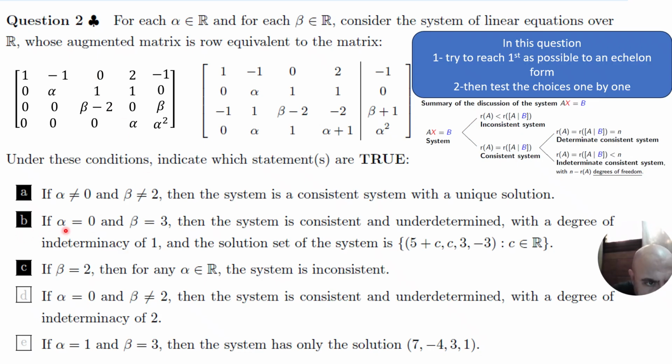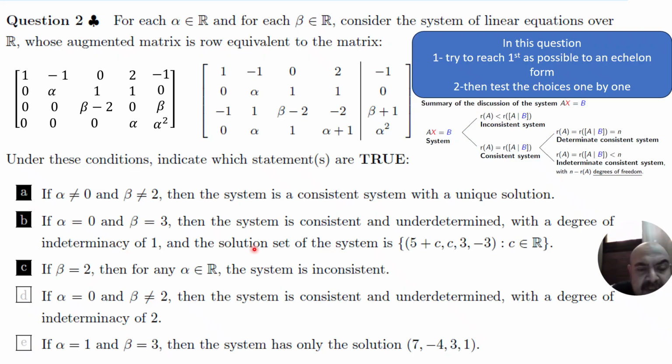If I want to test the second statement, he's giving you alpha equal to 0, so the last row is eliminated. Beta is equal to 3, it doesn't equal 2, so this pivot exists and this value exists, which means you will have a rank of 3. He's asking you, then the system is consistent? Yes. And underdetermined? Yes, of course, because you will have 3 equations or 3 rows, but 4 unknowns. With a degree of indeterminacy of 1, yes, it makes sense. You will lose only 1 row. So the rank is 3, and the degrees of freedom is 4 variables minus 3 rows, which is going to be 1.